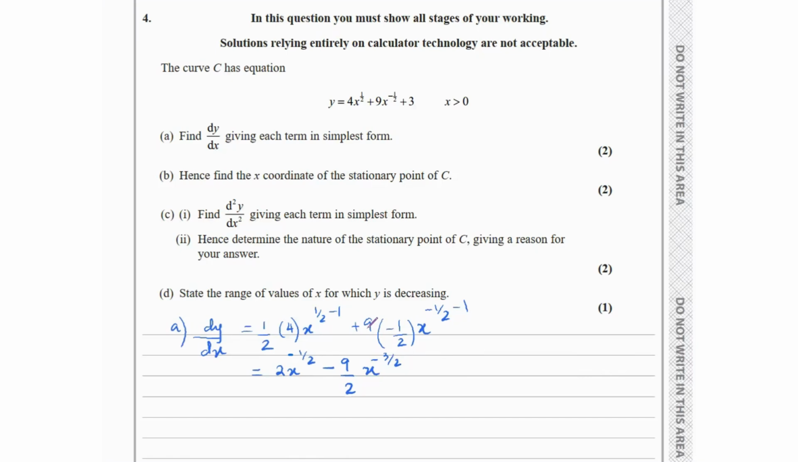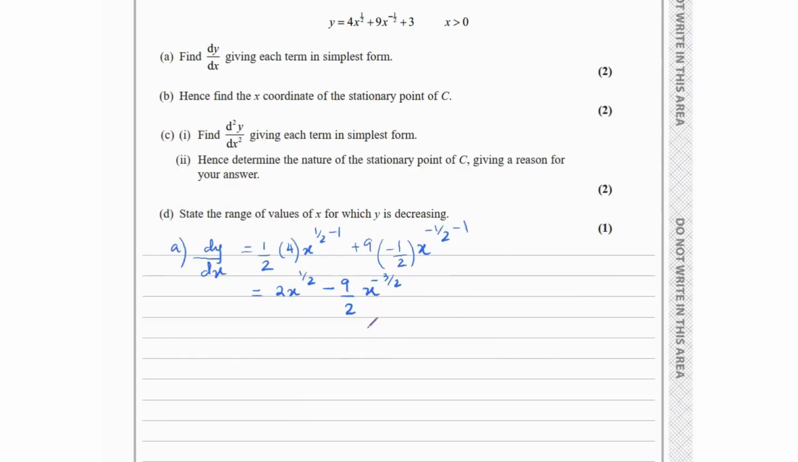Then it's saying, hence find the x-coordinate of the stationary point of C. As you know, to find the x-coordinate of the stationary point, we always put the first derivative equal to 0. So 0 equals dy by dx. So 0 equals 2x to the power of negative 1 over 2 minus 9 over 2 times x to the power of negative 3 over 2.